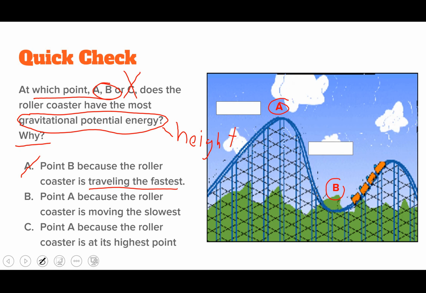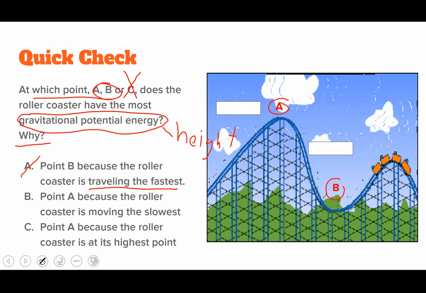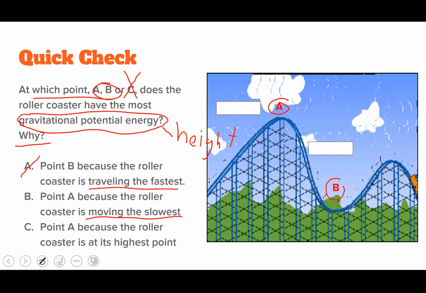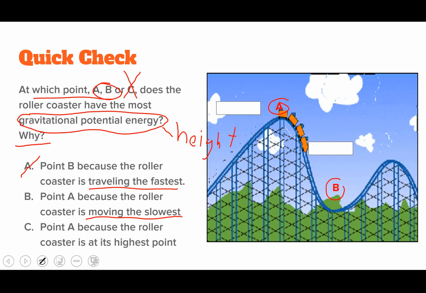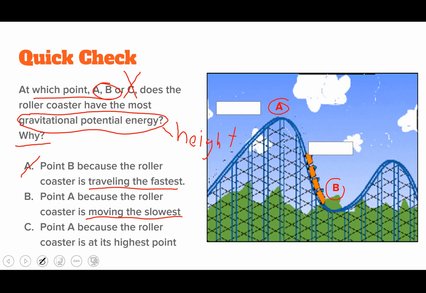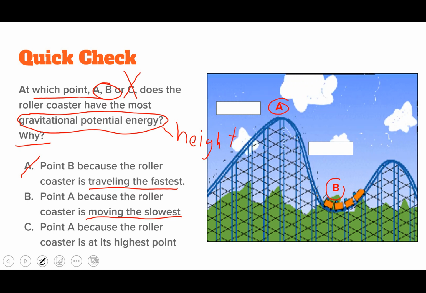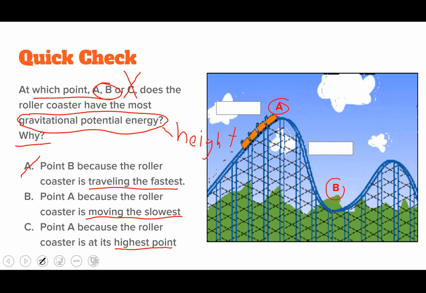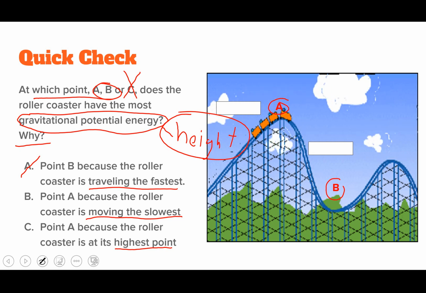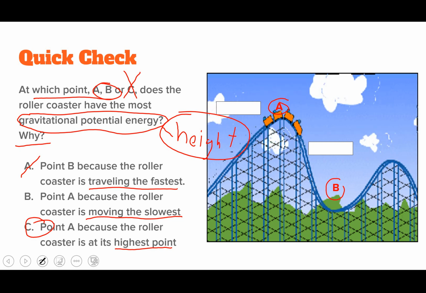Point A, because the roller coaster is moving the slowest. So when we talk about moving the slowest, was that what we said was an indicator of having gravitational potential energy? I don't think so, but let's read the next one. Let's see if the next one makes more sense. C, point A, because the roller coaster is at its highest point. What did we say that gravitational potential energy had to do with? Well, it says highest point here, and we said it had to do with the height. If it's higher up, it's going to have more gravitational potential energy. Therefore, we know that C is our answer because it's the highest point.